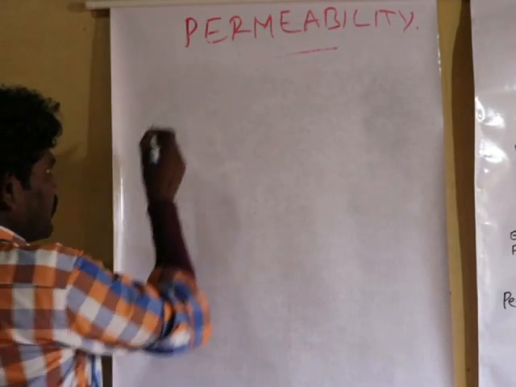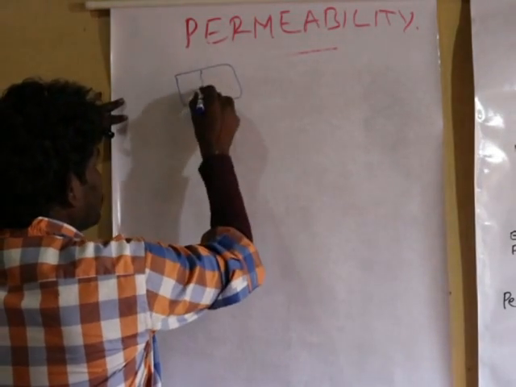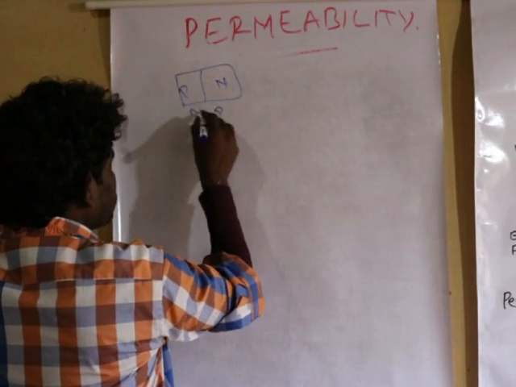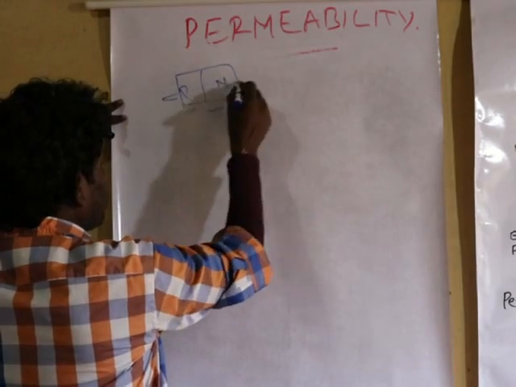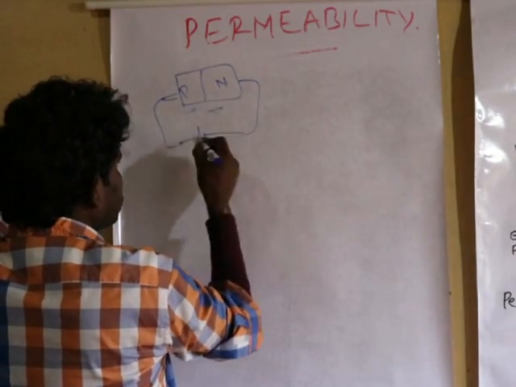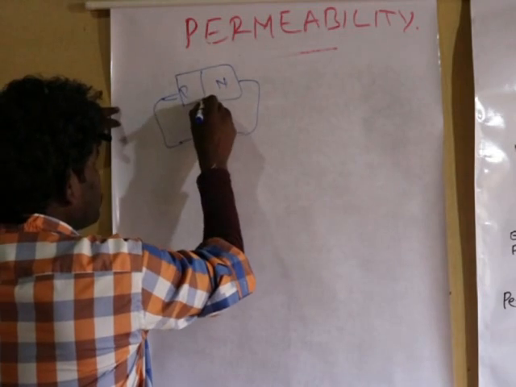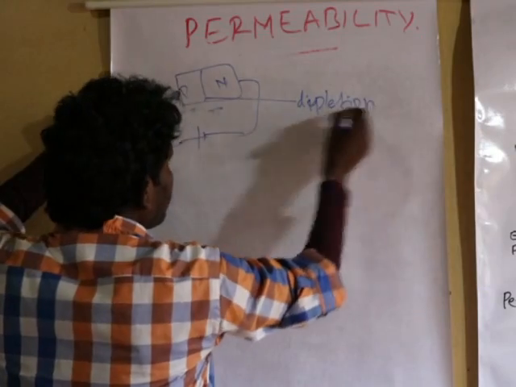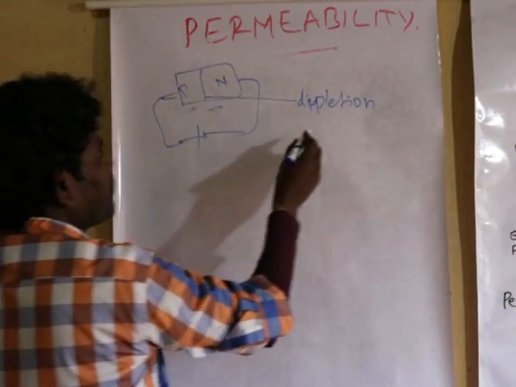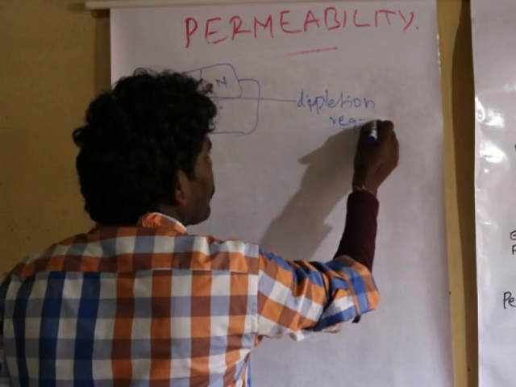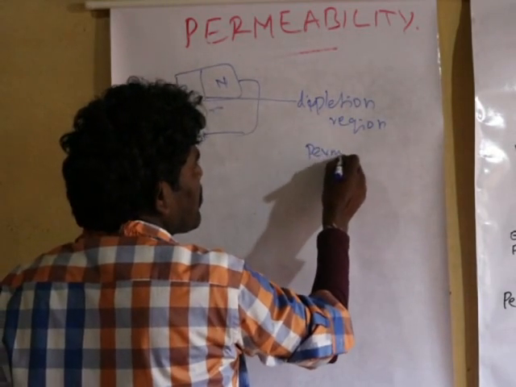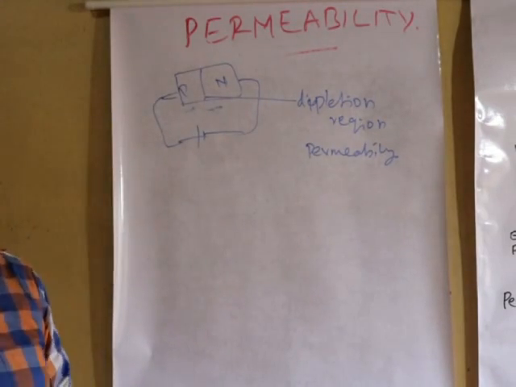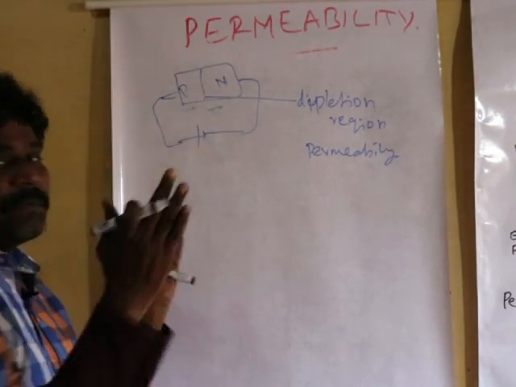So for example, if I take a diode, it has a PN or NP junction, any kind of system. We have connected this with a battery or something like this, and we will experience this depletion region. There we experience this permeability. This permeability is a temporary permeability. This depletion is a temporary depletion.